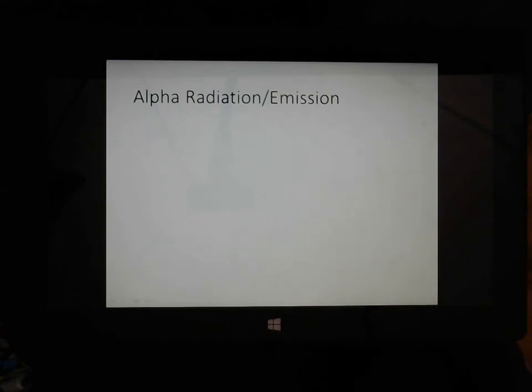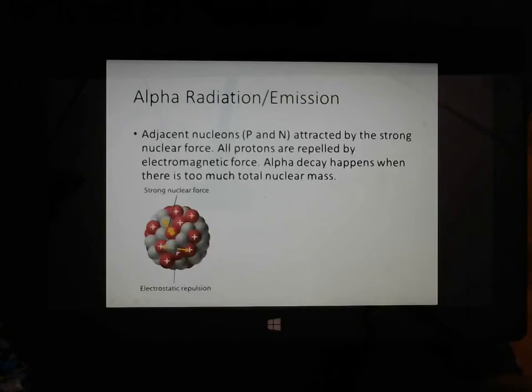Okay, so let's look at alpha radiation. An alpha decay occurs when an isotope is too large for the strong nuclear force to overcome the entire electromagnetic repulsion. Now remember that in an atom, the adjacent nucleons, the protons and neutrons, are attracted by the strong force. So they're attracted to each other. But all the protons repel each other.